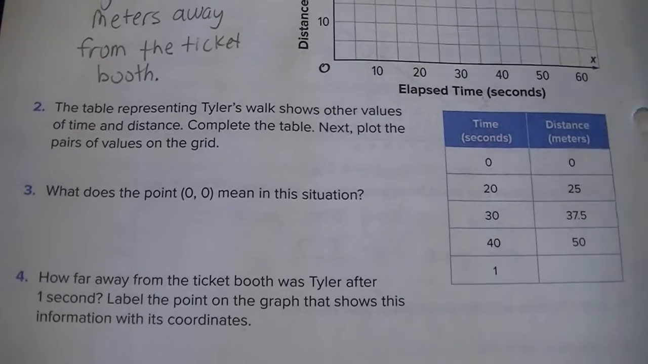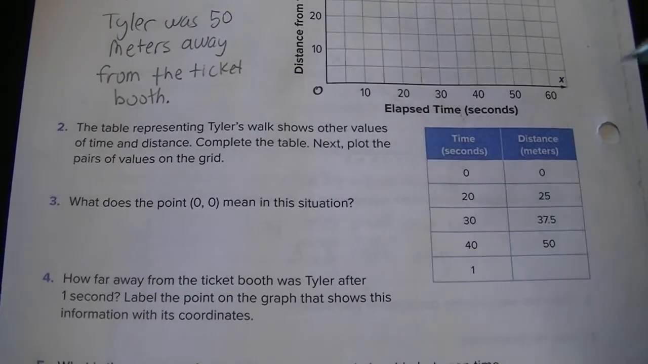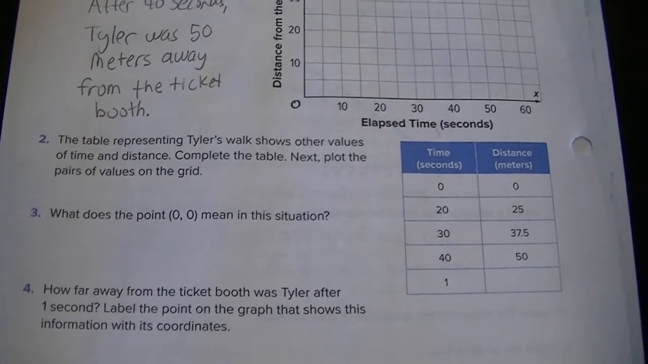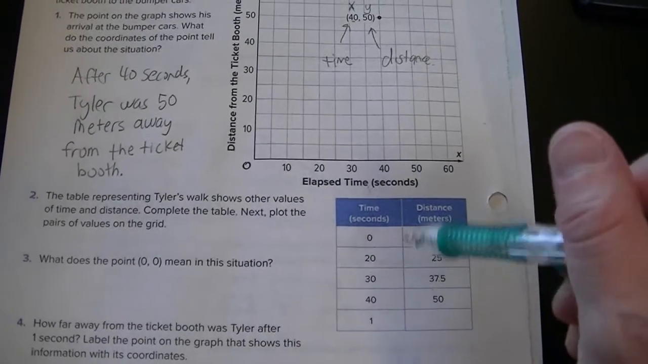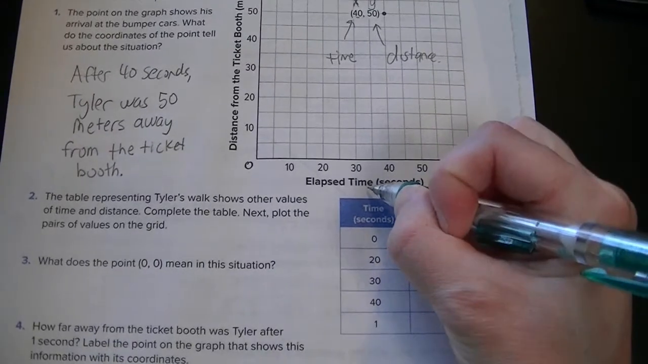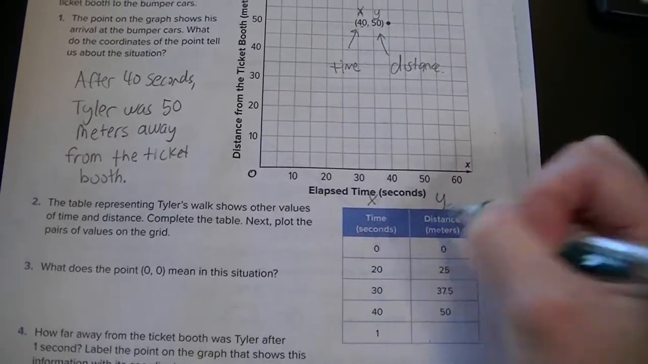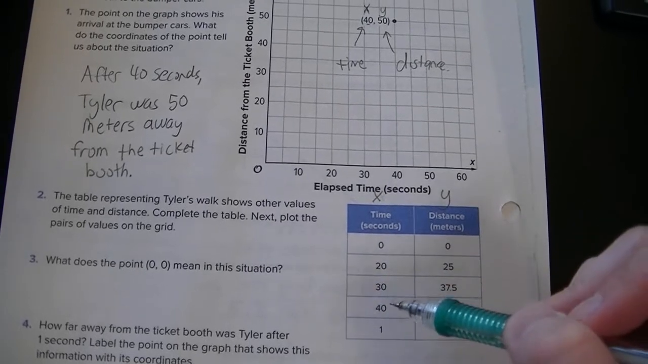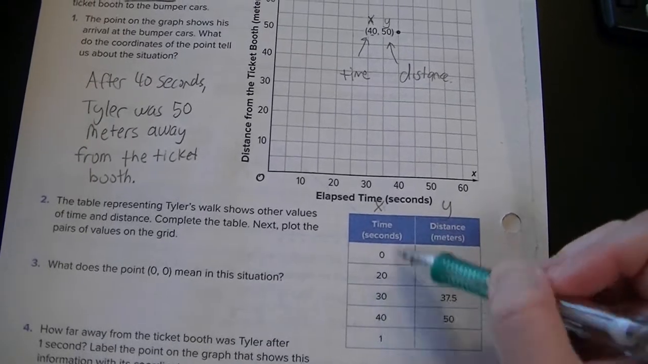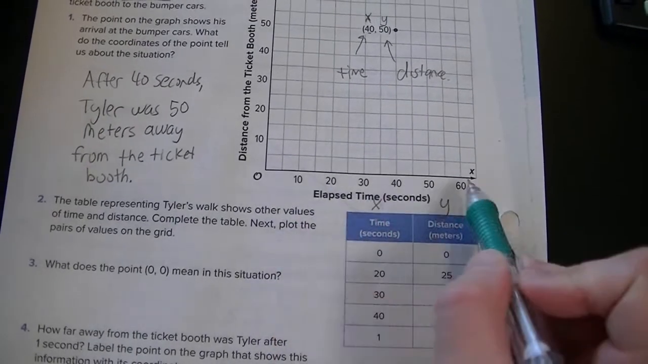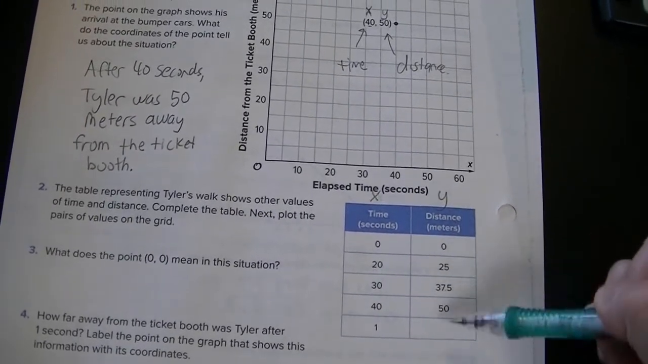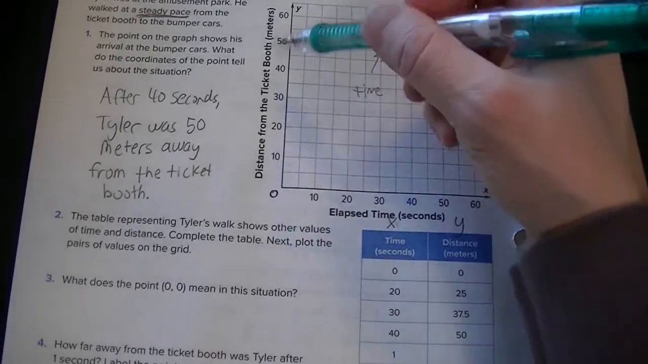Number 2 says the table representing Tyler's walk shows other values of time and distance. Complete the table. Next, plot the pairs of values on the grid. So you see we have the table right here representing the situation. The first thing I want you to do is label that first column as X and the second column as Y. Those columns correspond to the axes on the graph. So X represents time in seconds, and it also represents the time in seconds on the graph. And Y in the table represents the distance in meters, and Y on the graph also represents the distance in meters.